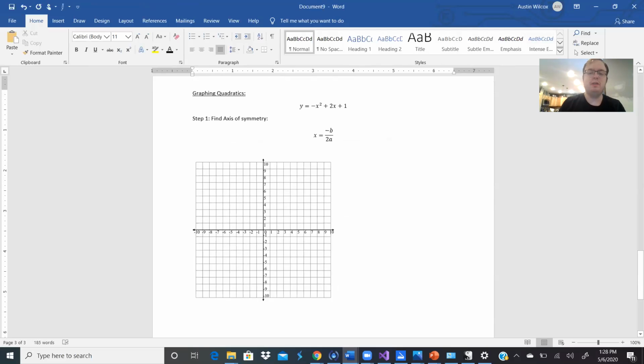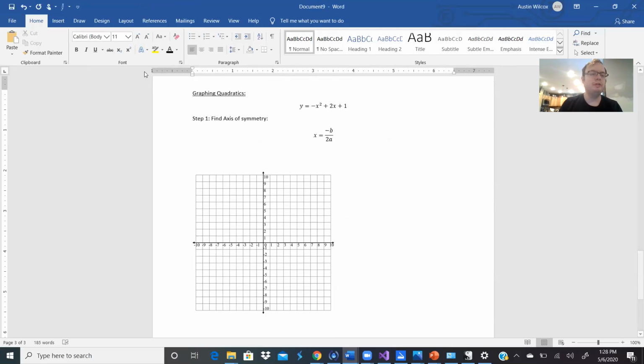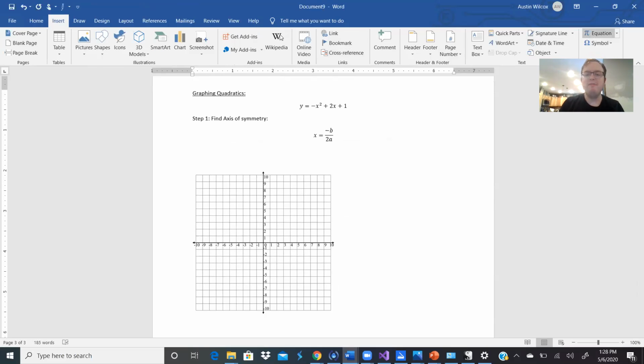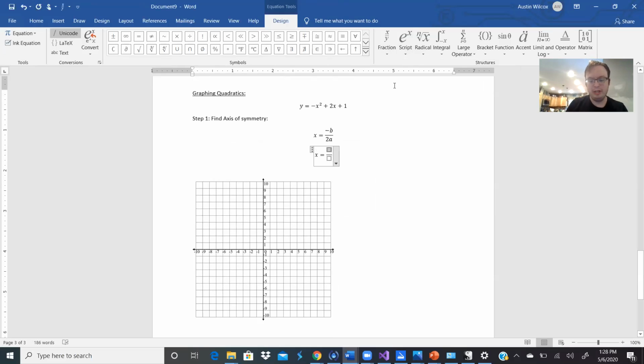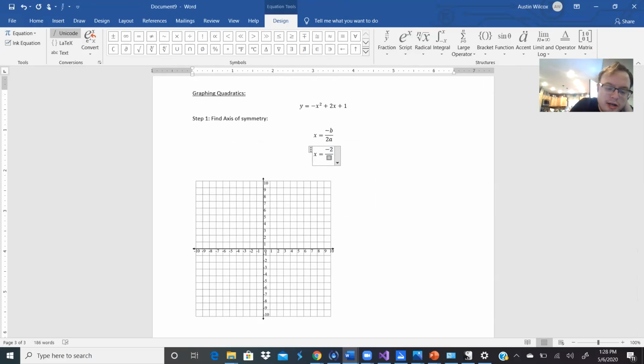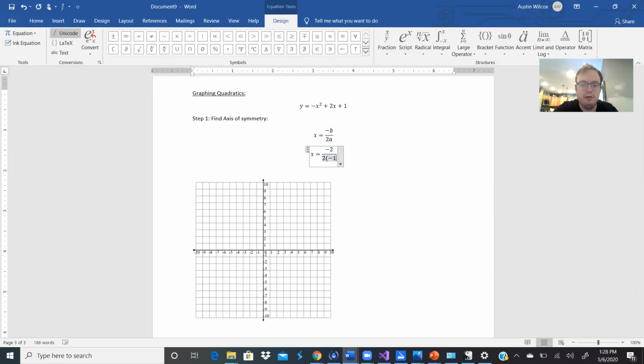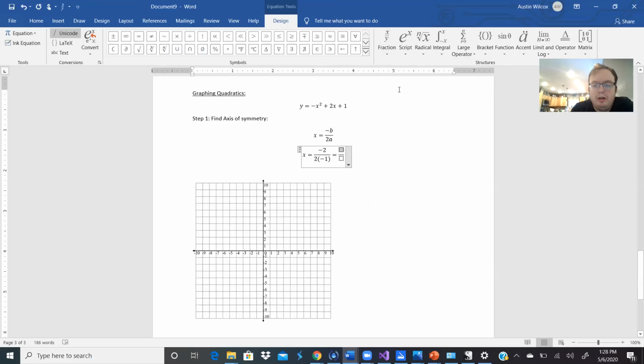But x is equal to negative b over 2a. That is going to be your first step. So in this case, my b value is 2. So x is going to be equal to negative 2 all over 2 times a. A is negative 1. 2 times negative 1. And so this is equal to negative 2 over negative 2, because 2 times negative 1 is negative 2, and that is equal to 1.